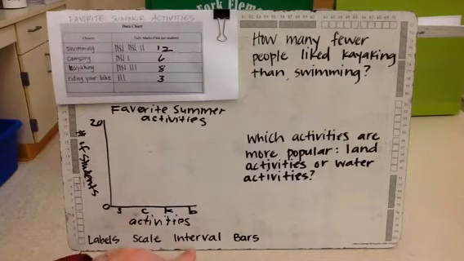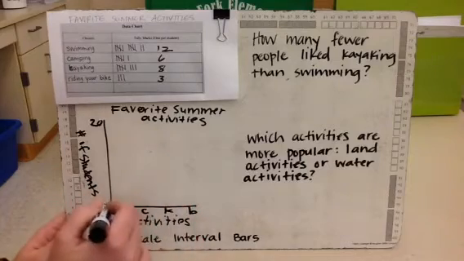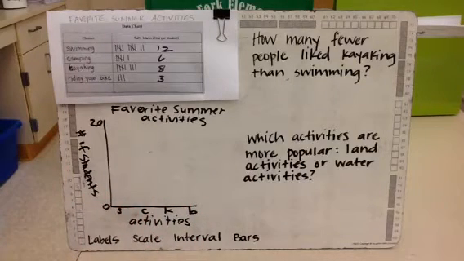Now I'm going to make an interval. An interval is when I look inside my scale and I divide it up. So I'm going to divide this up. I could divide it into 5s.